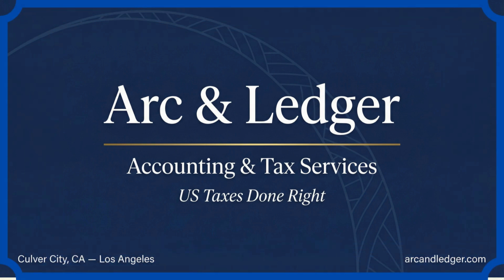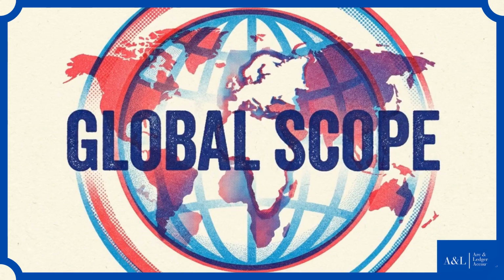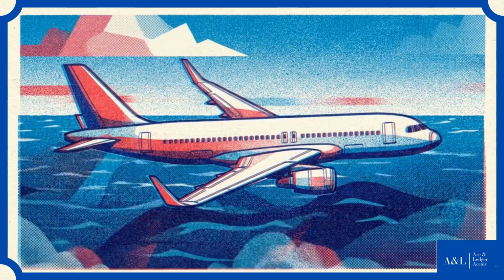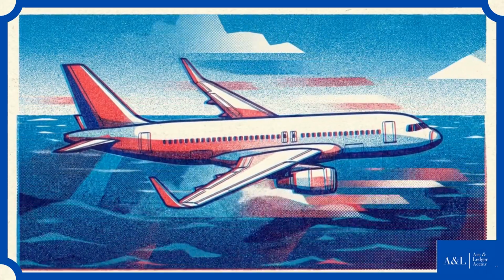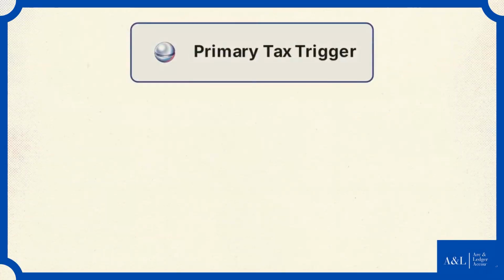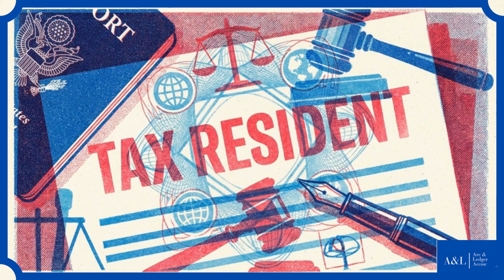For clients of ARC and Ledger Accounting, the baseline rule is absolute. If you are a U.S. citizen or a qualifying resident alien, you are subject to U.S. income tax on your worldwide income. Relocating to a foreign country or accepting an overseas contract does not sever your obligations to the IRS. Because the tax code prioritizes citizenship and legal residency over physical geography, knowing exactly how the IRS defines a tax resident is the mandatory first step for anyone working internationally.